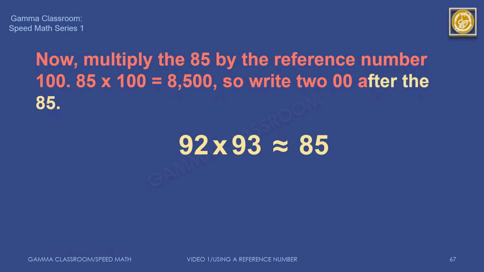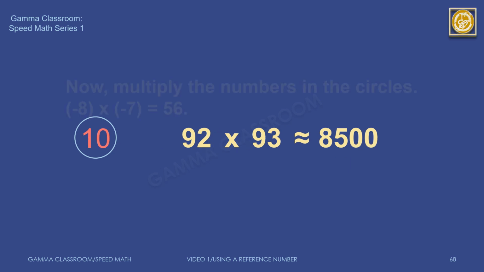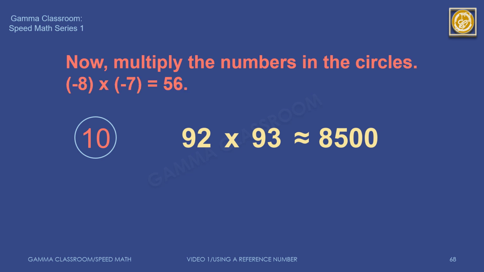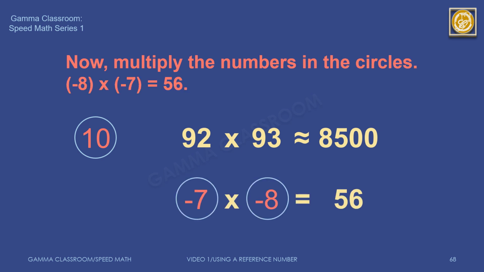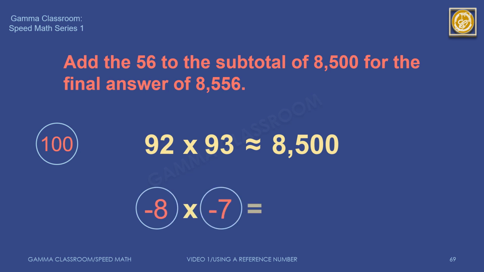Now, multiply the 85 by the reference number 100. 85 times 100 equals 8,500, so write 00 after the 85. Now, multiply the numbers in the circles. Minus 8 times minus 7 equals 56. Add the 56 to the subtotal of 8,500 for the final answer of 8,556.